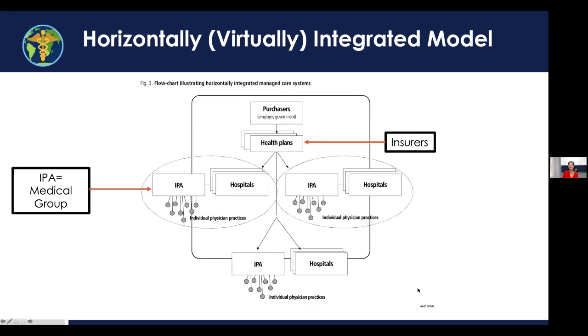The second model is what's called a horizontally or virtually integrated model. And this is really the most common model in the United States. In this model, what happens is that a health plan impanels hospitals, physicians, pharmacies through some kind of an administrative arrangement. Usually a group of physicians, and here they're called an IPA, but it's really a medical group, loosely affiliated. They come together with hospitals, but not in the same integrated way that Kaiser has. What they do is they come together to contract with health plans so they can provide the full array of services.